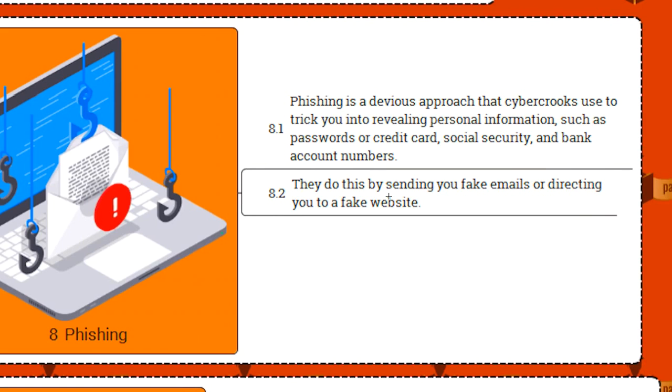We'll discuss it now. Phishing is a devious approach that cyber crooks use to trick you into revealing personal information such as passwords or credit card details, debit card details, social security numbers, and bank account numbers. They do this by sending you fake emails or directing you to fake websites. For example, they will send you an email from some genuine bank. So you might feel like you're getting an email from your bank, but it was not actually from your bank. It was from some attacker.